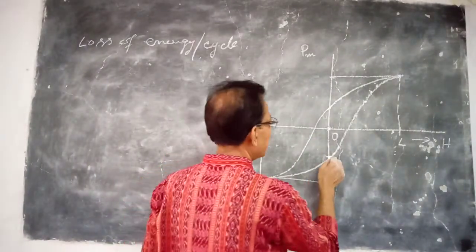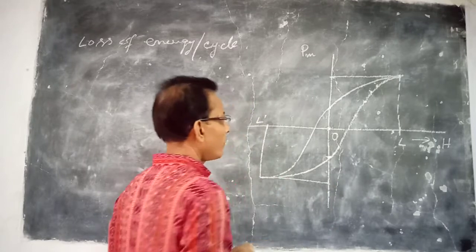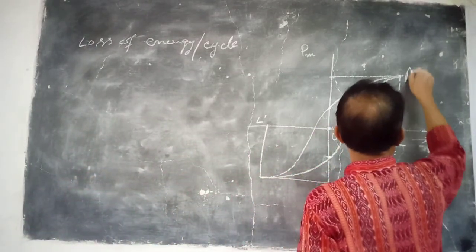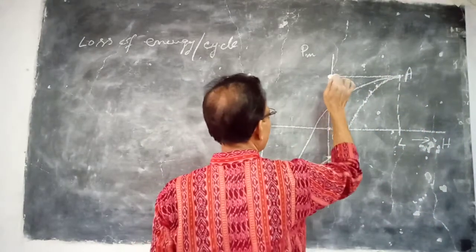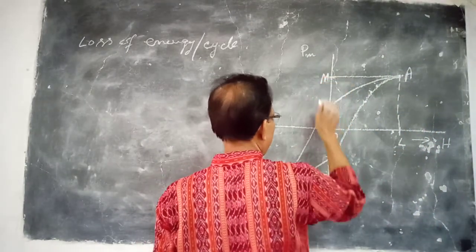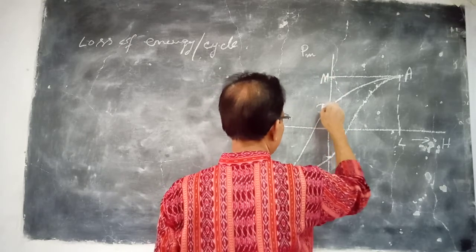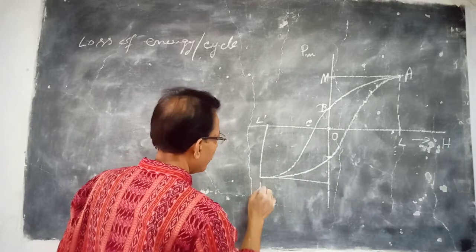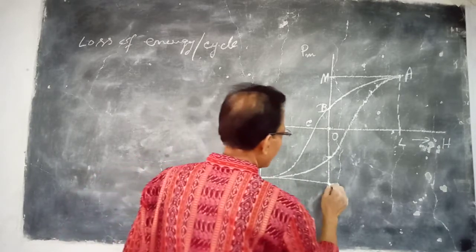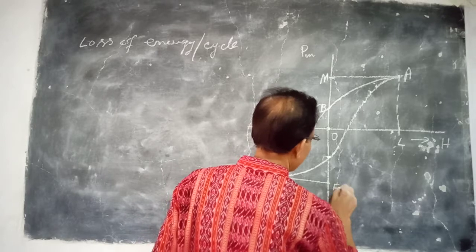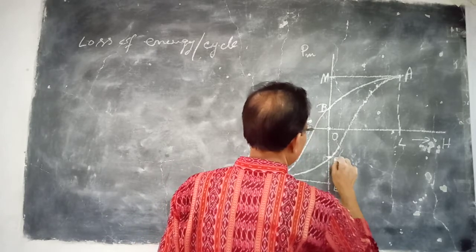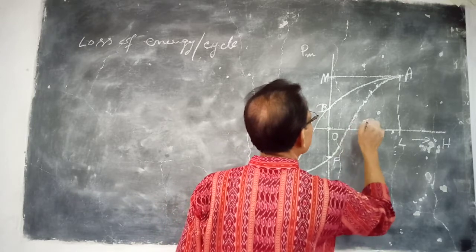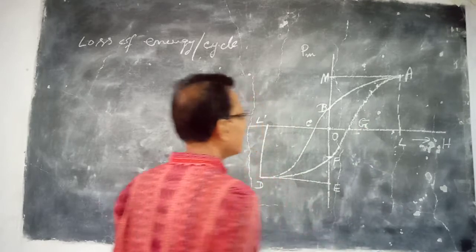So let us start from this point. Suppose this point is, I give the name A, we suppose say M, B, C, D, E, F. Suppose this point is G.